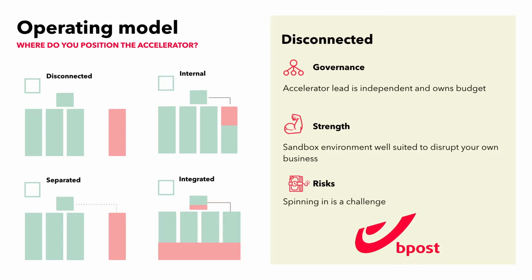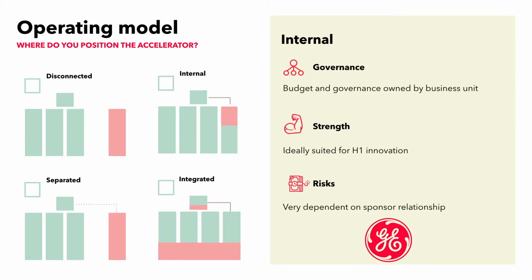If we look at the opposite, an internal operating model, that's defined as an accelerator that sits within one business unit, where the budget and the governance is owned by that business unit. The strength there is that it's really well suited for incremental innovation, so improving, using that new way of working and coming up with innovations on an existing product or service for an existing market. The risk there is that it's really dependent on your sponsor relationship, on the senior management of that business unit.